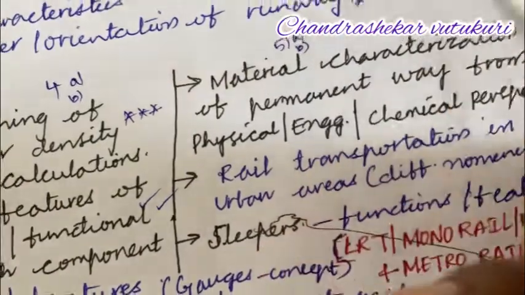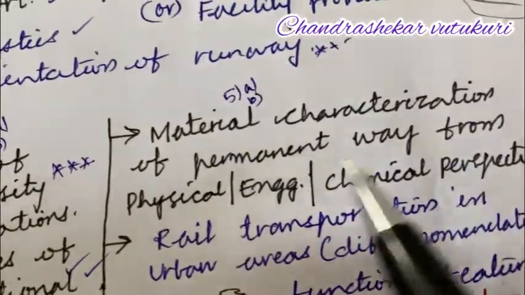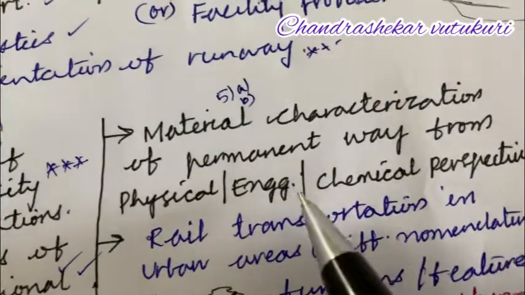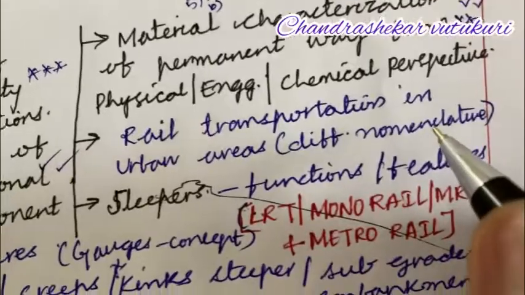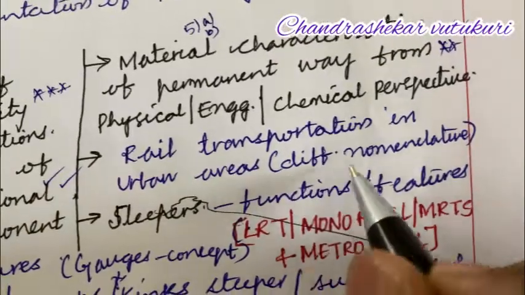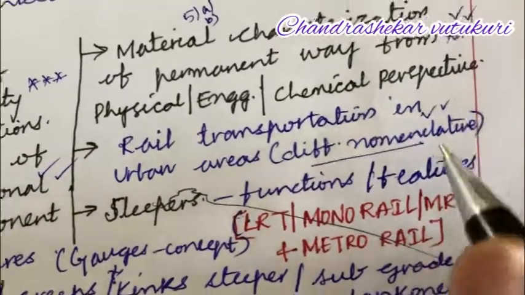Dear students, later 5A, 5B may be the material characterization of permanent way from physical or engineering and chemical perspectives, which is said to be the topmost and gunshot question. Rail transportation in urban areas along with the different nomenclature is said to be a very important question this time.